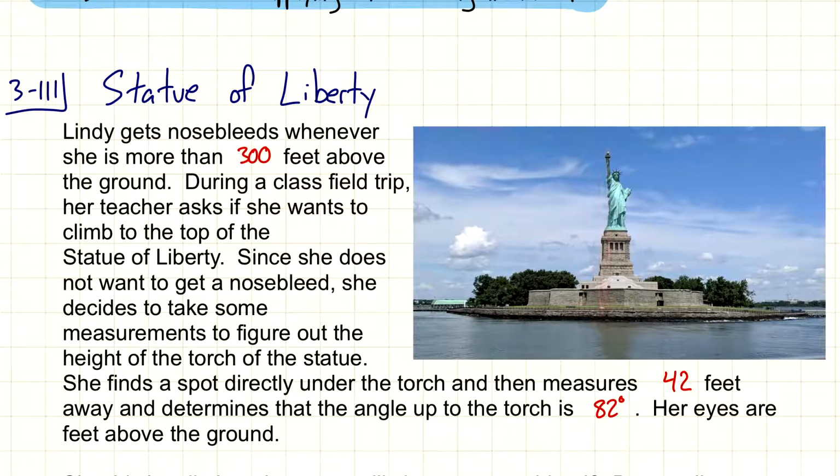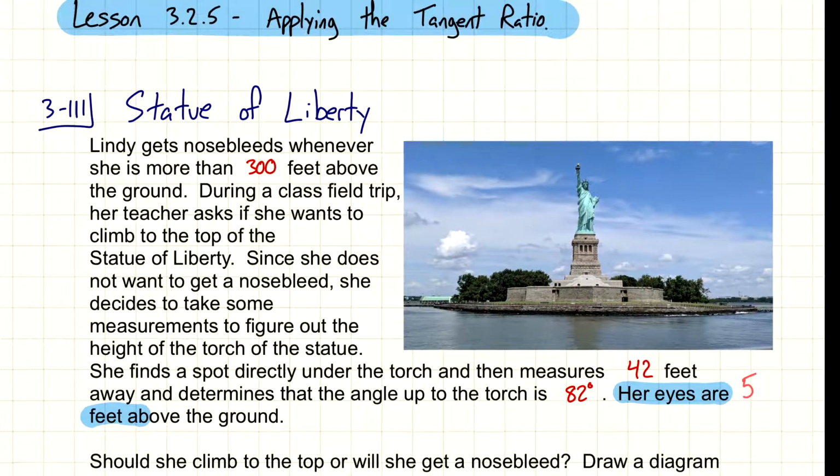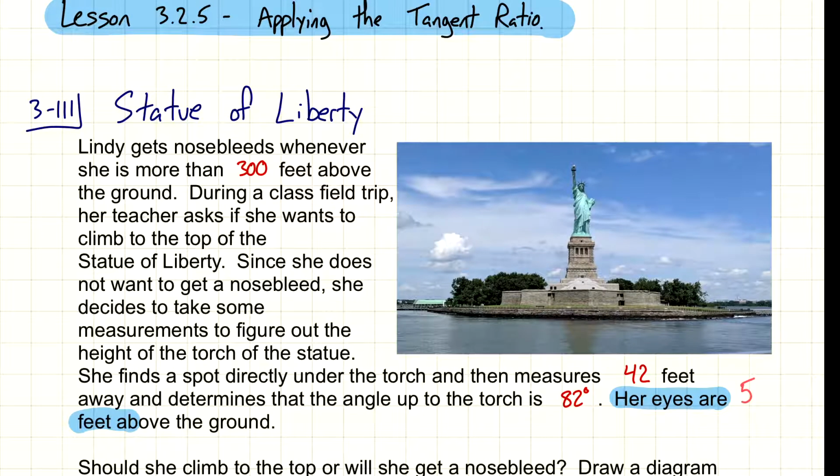She finds a spot directly under the torch and then measures 42 feet away and determines that the angle up to the torch is 82 degrees. All right, and her eye height, her eyes are 5 feet. Oops, forgot to put that in there. So her eyes are, let me include this, 5 feet above ground. All right. So they've given us some key measurements.